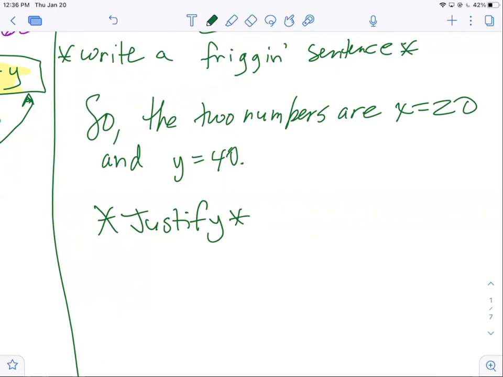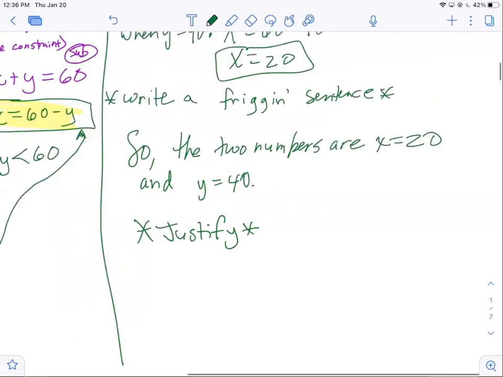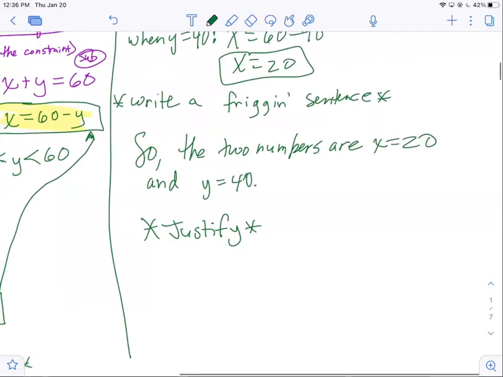Because we don't have a closed interval. We have a relevant domain from 0 to 60, but we can't include 0 and 60. So how in the heck are we going to justify it if it's not a closed interval and we can't use the EVT? Well, there's two ways.